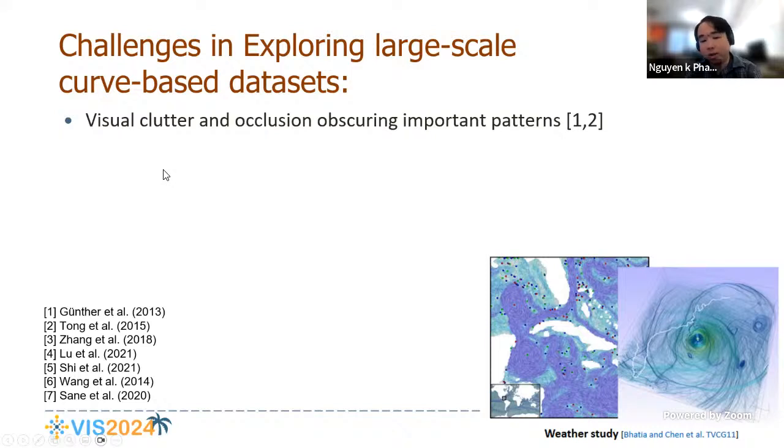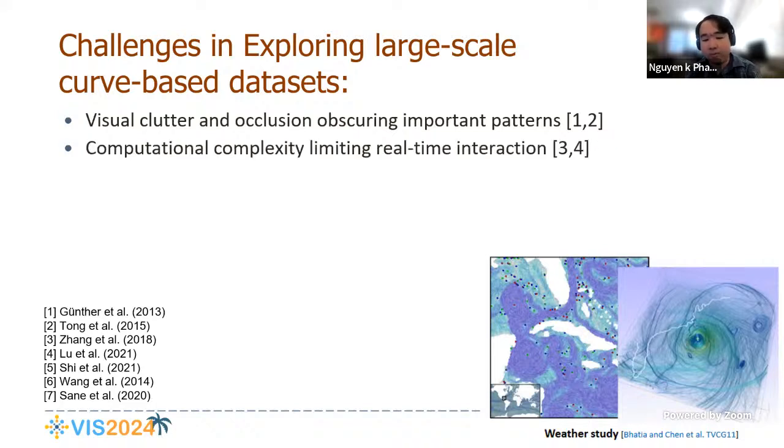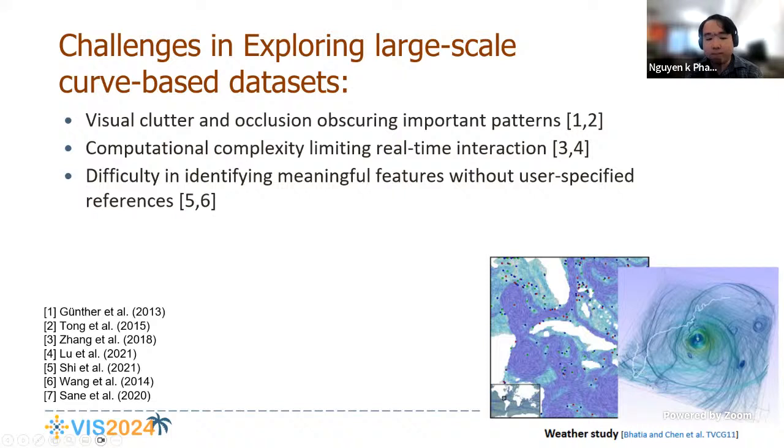Firstly, visual clutter is a major challenge in large-scale curve visualization. When rendering numerous curves, important patterns and structures can become hidden, making interpretation difficult. Secondly, the volume of data in large-scale curve datasets presents significant computational challenges, affecting real-time processing and interaction crucial for effective exploration. Thirdly, identifying meaningful features in complex datasets is not straightforward. Current methods often rely on user-specified references or parameters, which can be limiting or biased.